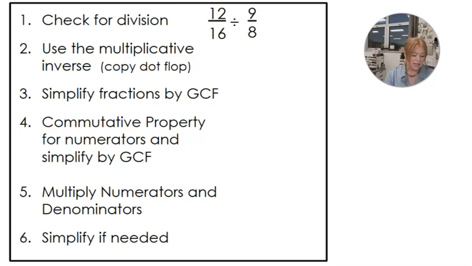So again, we're going to use that multiplicative inverse. We're going to keep the first one exactly the same. And then instead of dividing, we're going to do the opposite, which is multiply. And then we're flipping 8/9 and using that reciprocal, the exact opposite. So now we're doing 12/16 times 8/9. So we have written it as a multiplication problem.